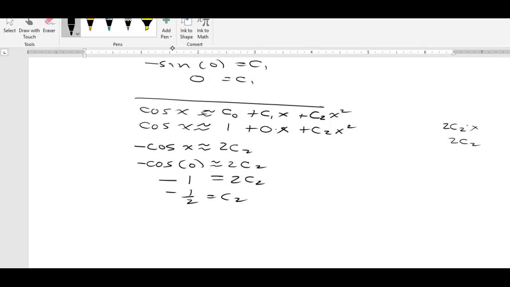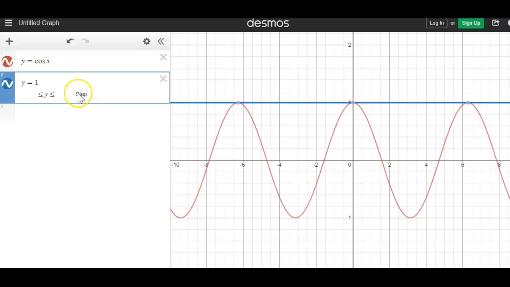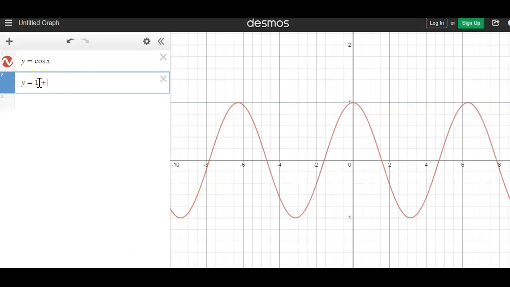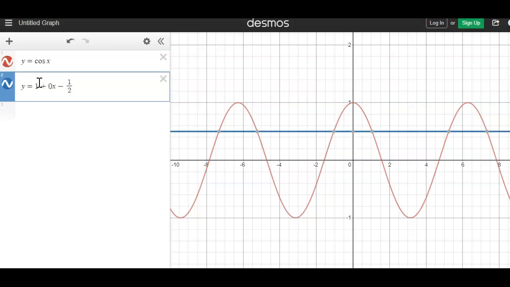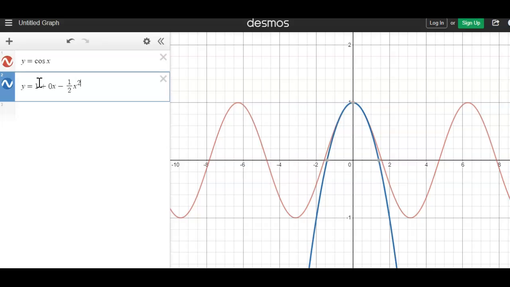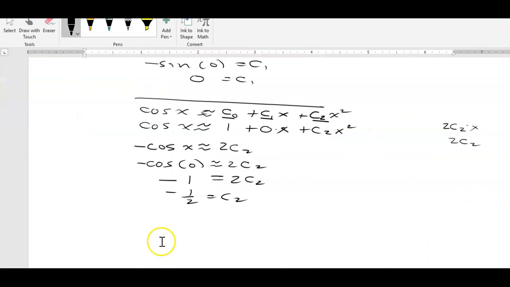Now notice what I'm computing here are these coefficients. We've got a 1 for that coefficient, a 0 for that coefficient, and now a negative 1/2 for that coefficient. And let me just show you that this is actually true. A negative 1/2 x squared. Yeah, we see that blue parabola is starting to model that cosine wave a little bit better than just that horizontal line did. Let's keep going and see how much better we can do.